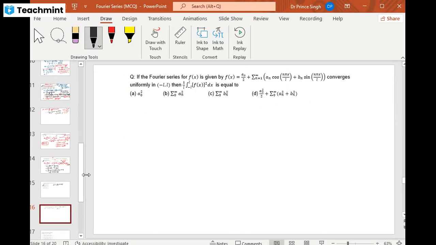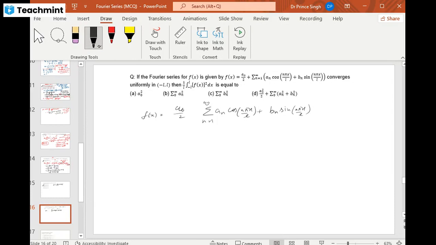Okay, next one. If the Fourier series of the function converges uniformly in the interval, then what is the value of 1 upon L integral from minus L to L of f of x whole square dx? Basically, we are given f of x equal to a naught by 2 plus summation a n cos n pi x upon L plus b n sin n pi x upon L. And what are a naught, a n, and b n? They are the Fourier coefficients.